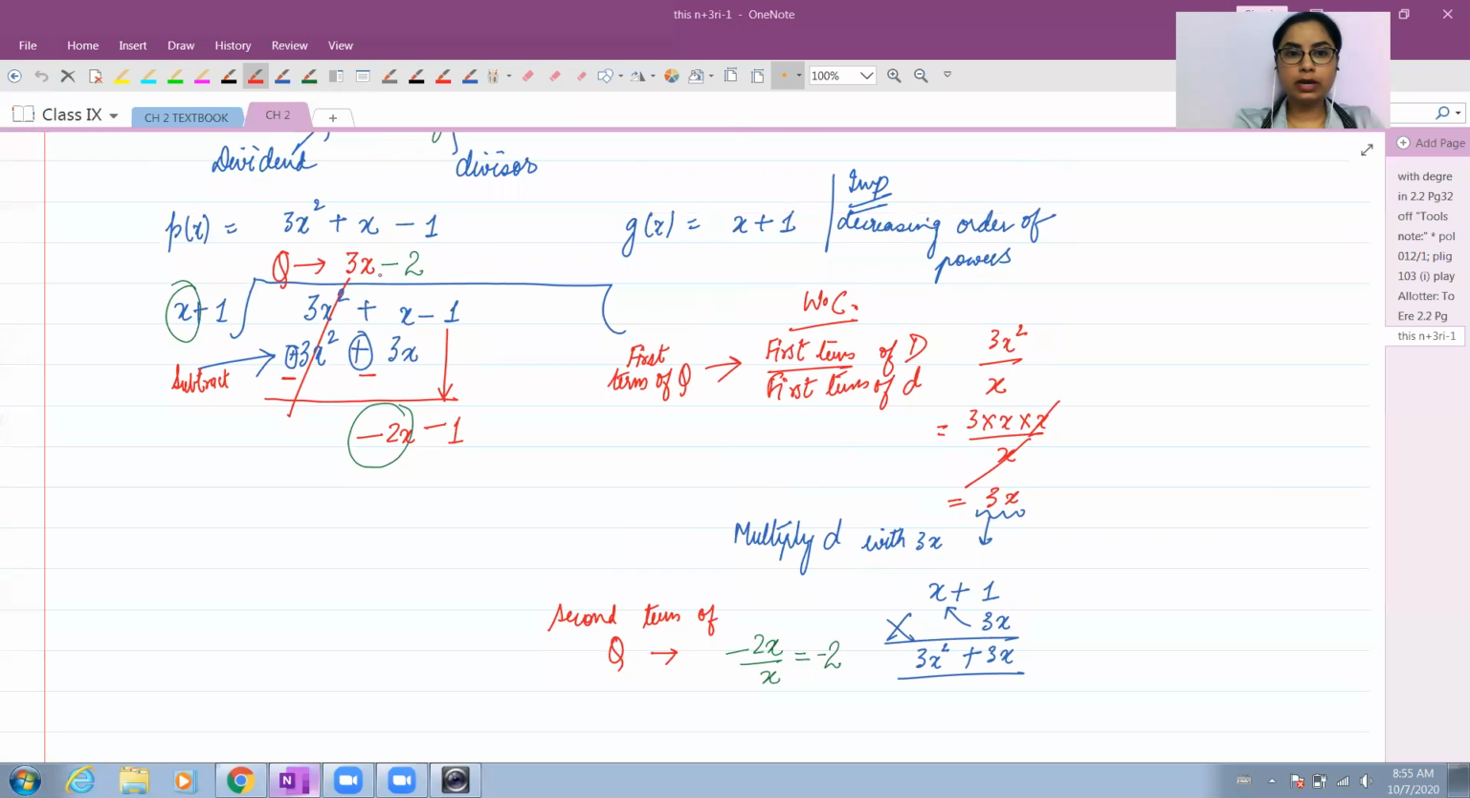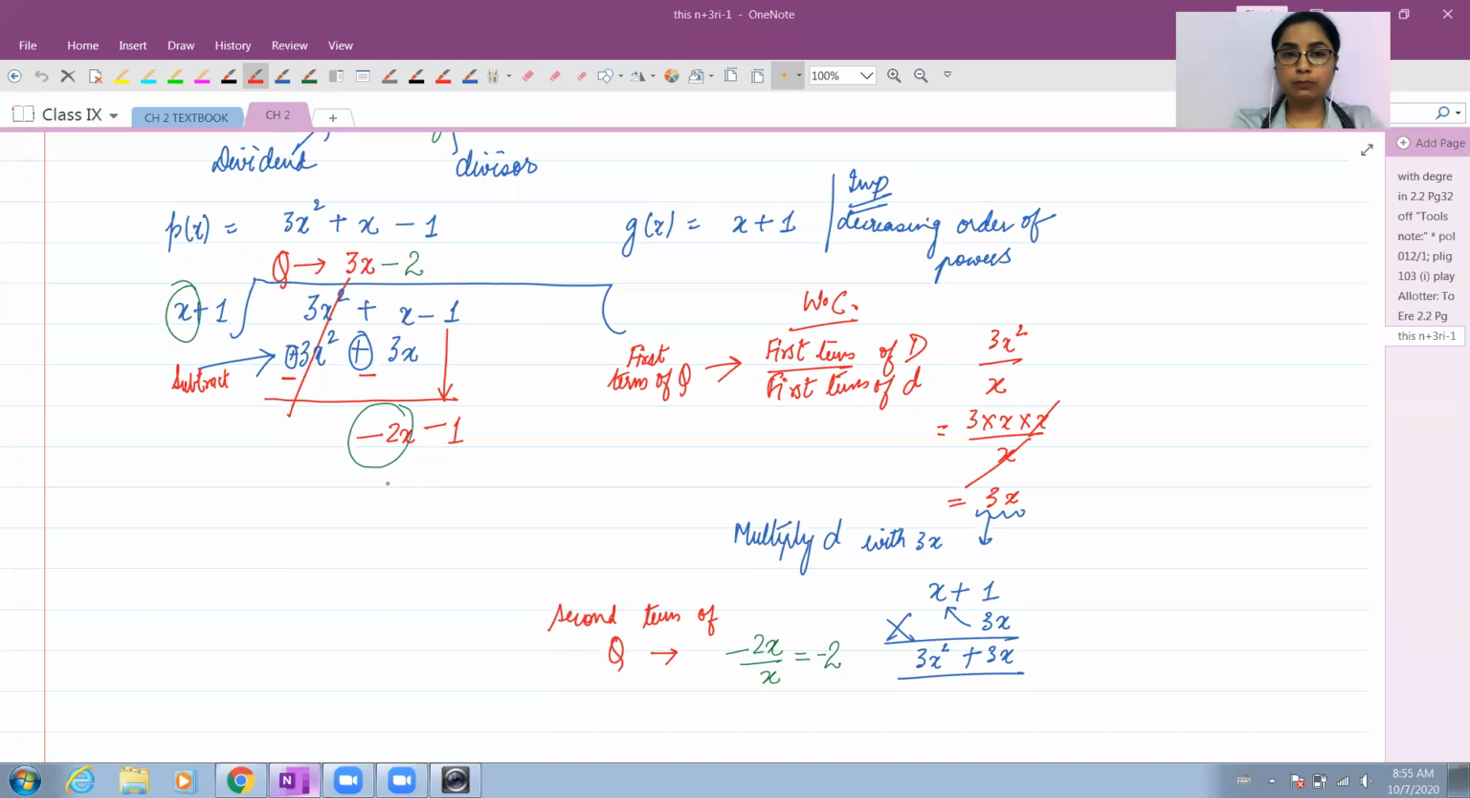So as for now, I have written the quadratic and the linear polynomial, p(x) and g(x) respectively, in decreasing order of their powers, which is also called their standard form. And then I've started with the division. We have done the first step by calculating the first term of the quotient, then multiplying that term with our divisor, and we have completed the first step.